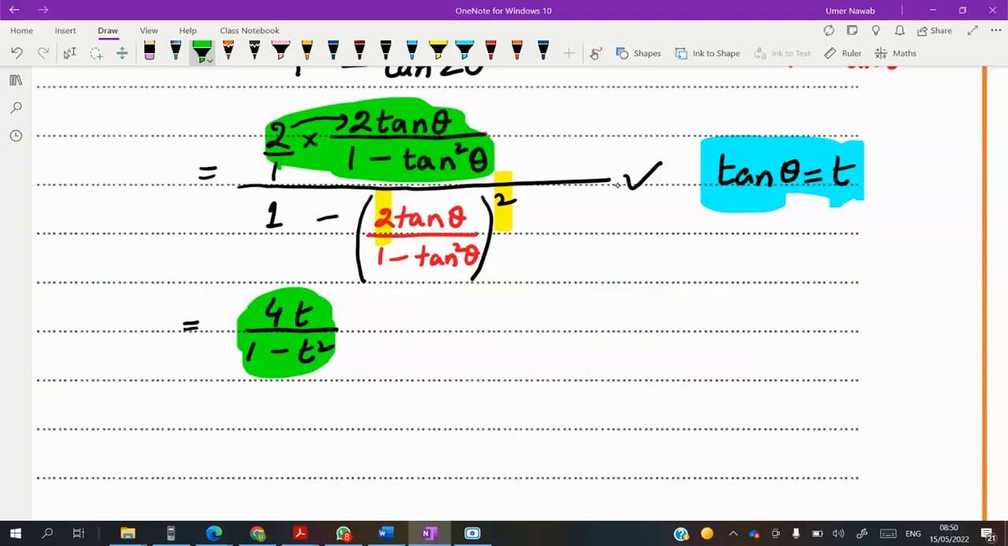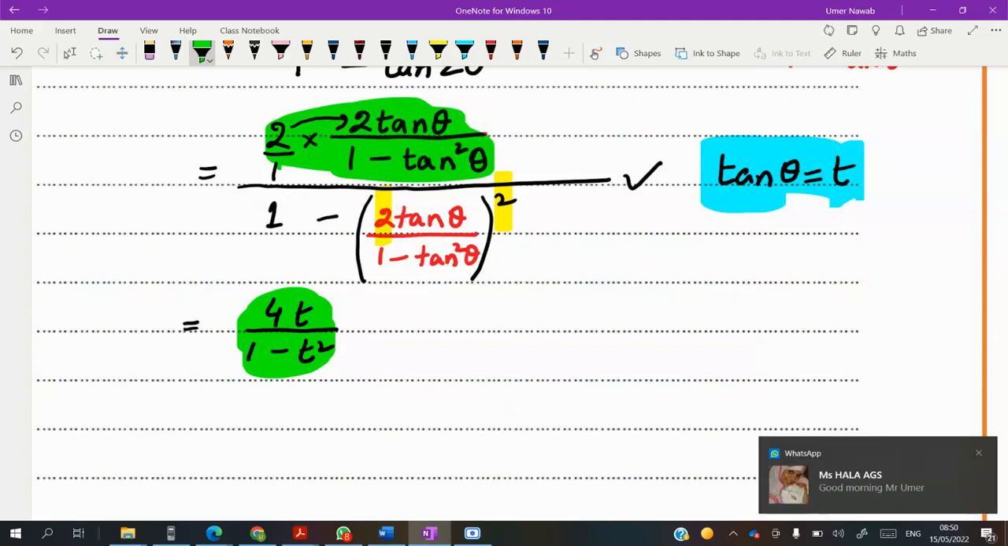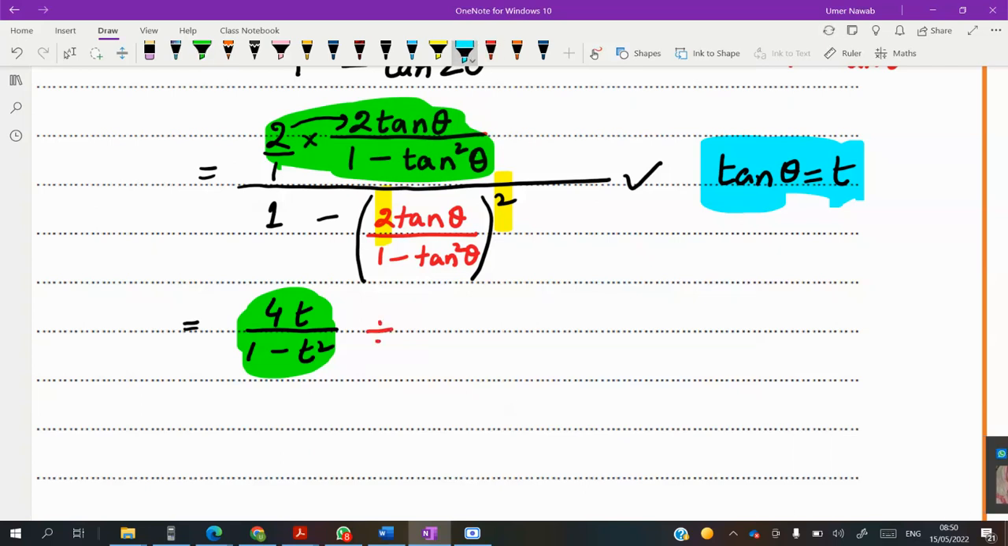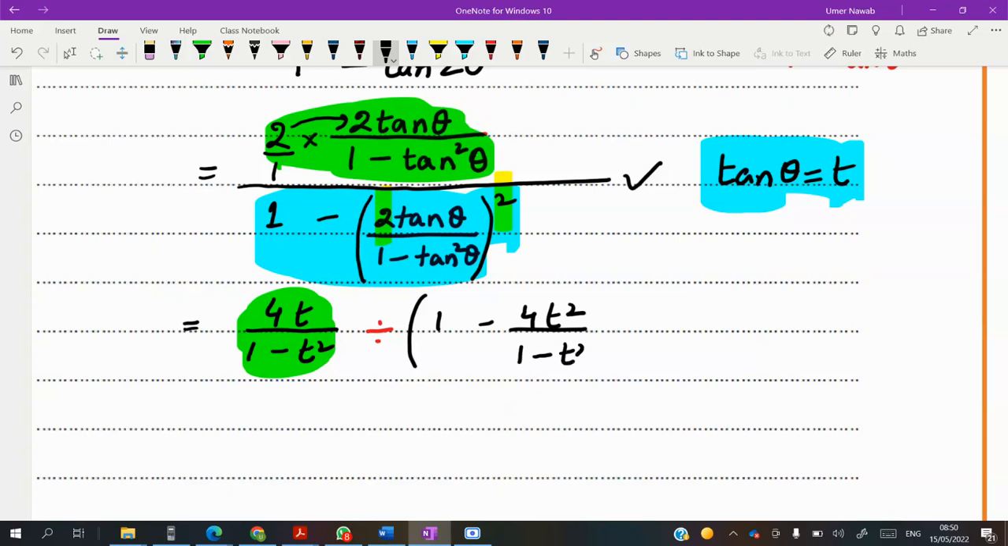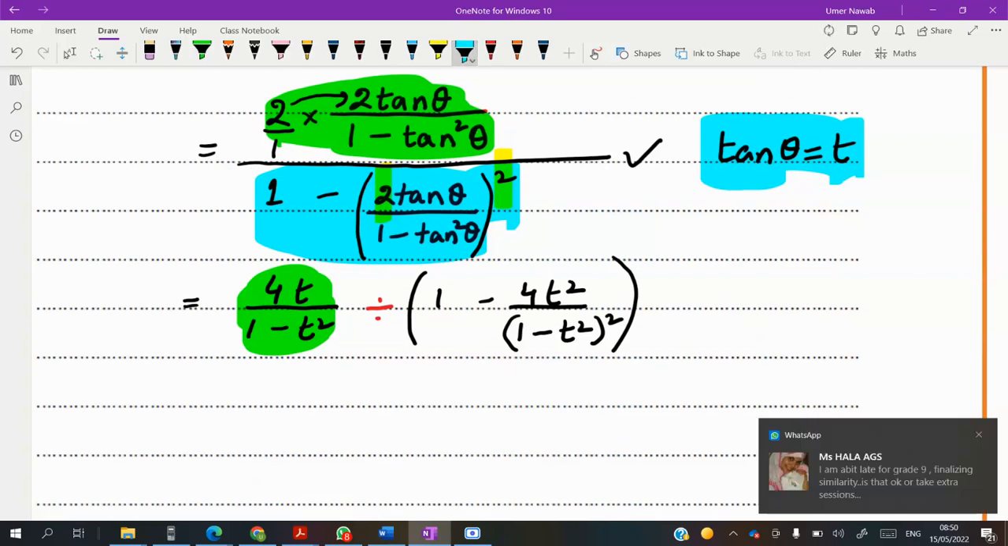Then in the place of this big fraction line, I'm going to write a division. Now I'm going to come to this, keep the brackets on. It looks to me like 1 minus 4t squared, because 2 squared is 4 and tan squared theta is t squared. 1 minus t squared, whole squared. Don't forget, you cannot send the square inside the bracket. So 1 minus tan squared, you put the square on top of that. So this is the simplification. I have made it.